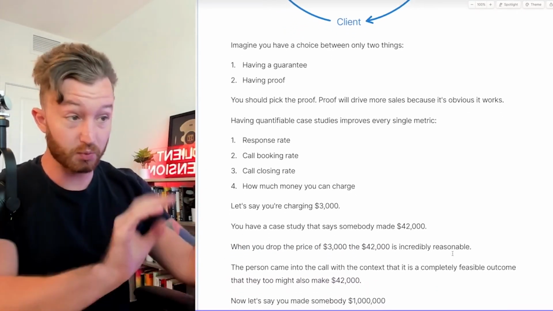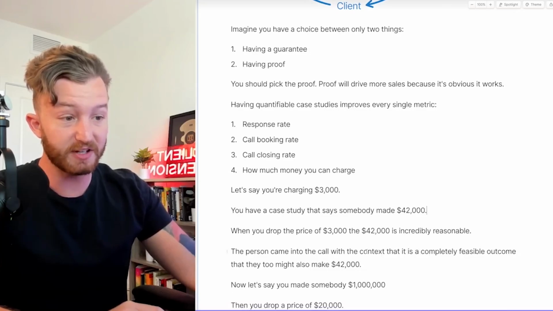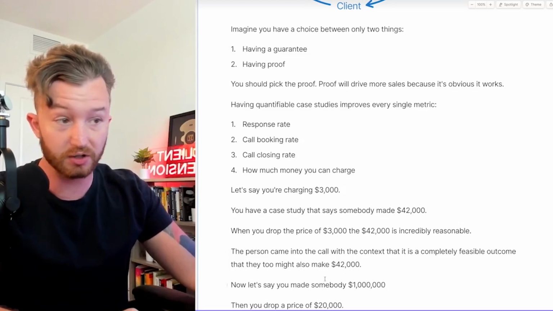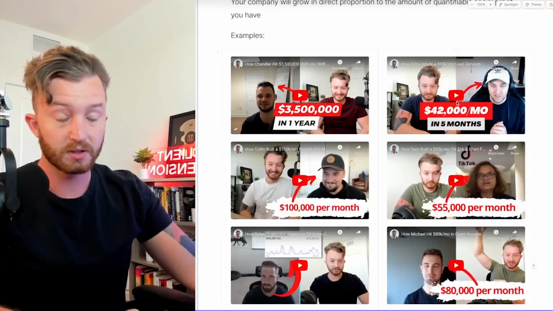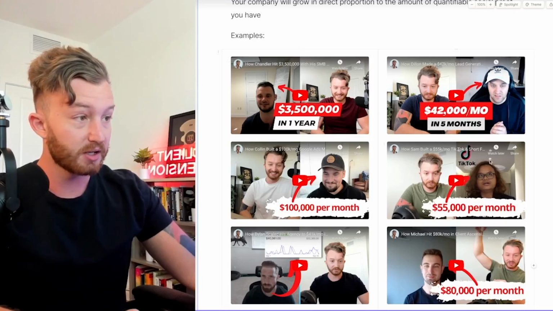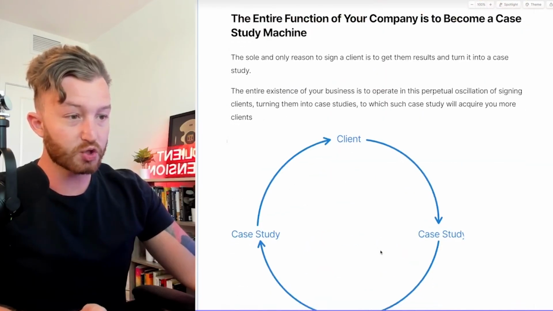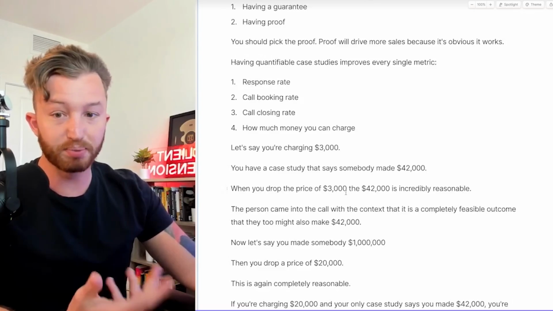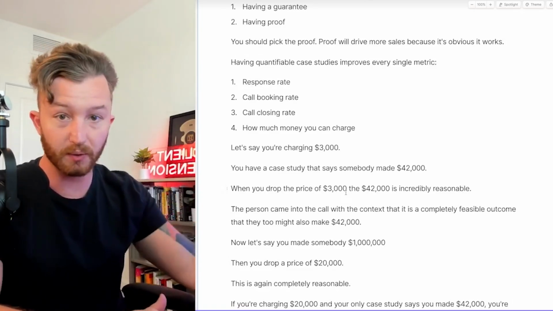It makes sense in relation to that, right? So the person came into the call with the context that it is a completely feasible outcome that they too might also make $42,000. So if we're talking about client extension, I got Dylan over here, $42,000. Chandler, $3.5 million. Sam, $55K a month. Colin, $100K a month. If you drop a price like $3,000 a month, that's completely reasonable based off the context with which they've been exposed to.